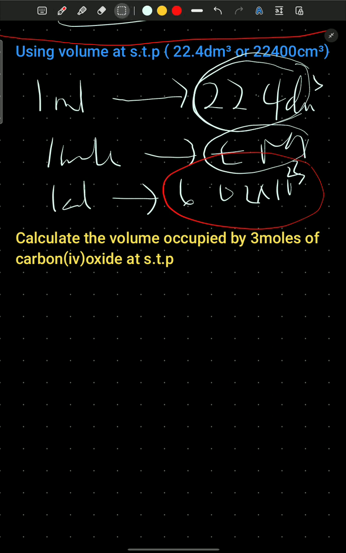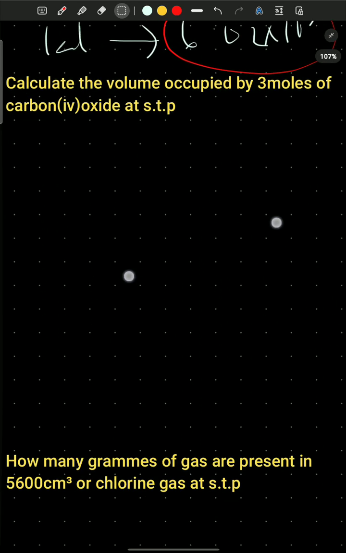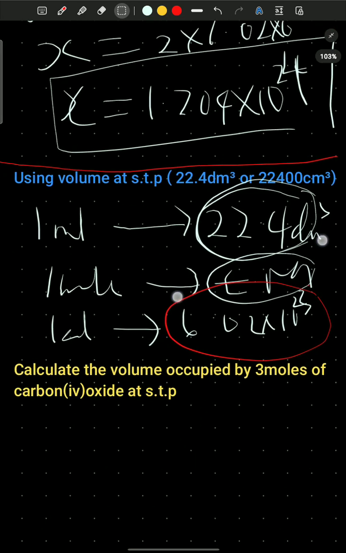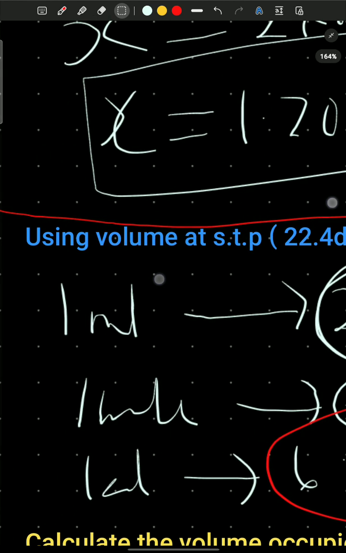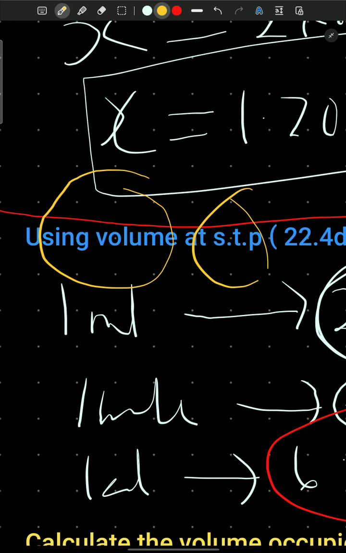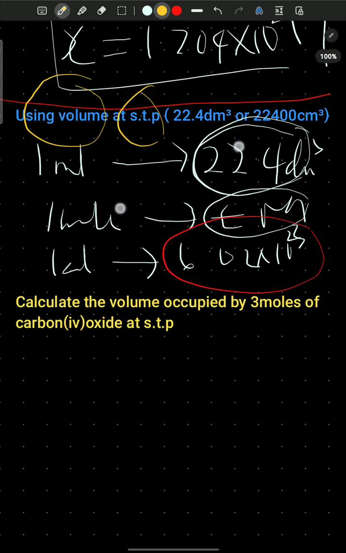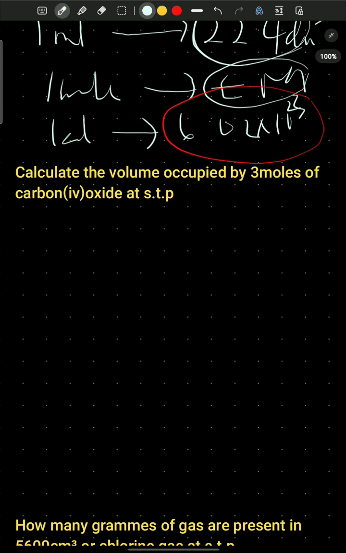That's the meaning. So let's use it to solve. But I will repeat myself again: the condition here holds that if you are told to calculate the volume at STP. If volume at STP is not mentioned, don't use the formula. You are wrong. Now look at this question: calculate the volume occupied by 3 moles of carbon dioxide at STP. The question mentions volume and it mentions STP. It means I'm to use this formula.